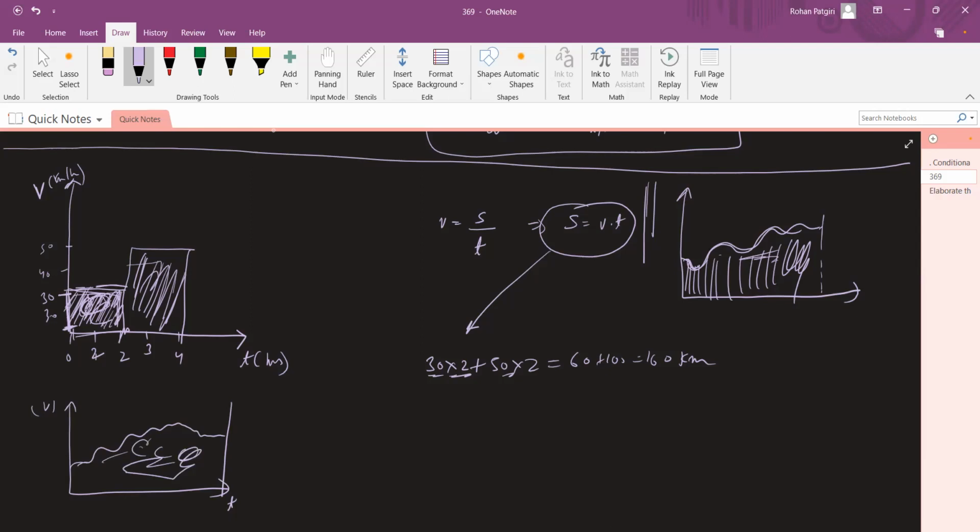Now do you get the idea of what integration is? Yeah, I understand, conceptually I understand. Yes, that is what it is.